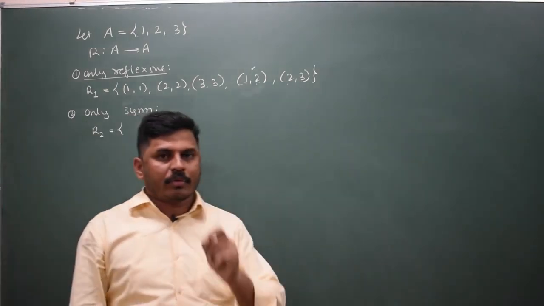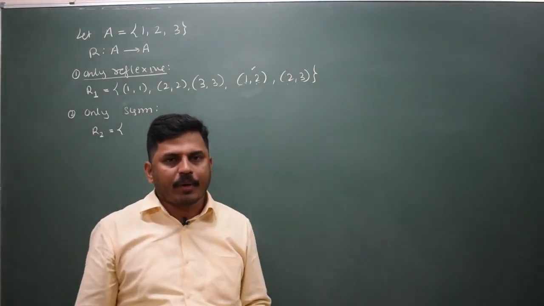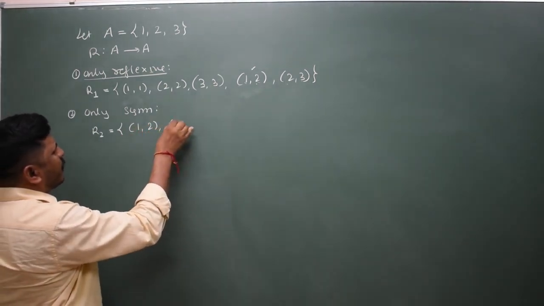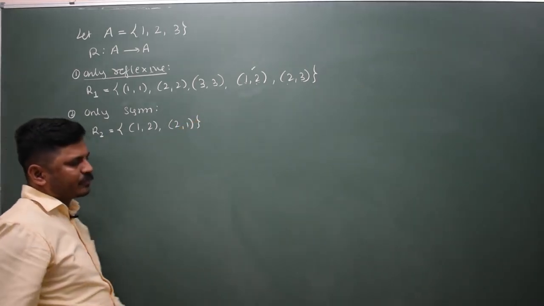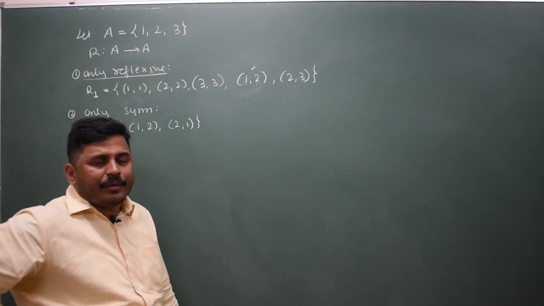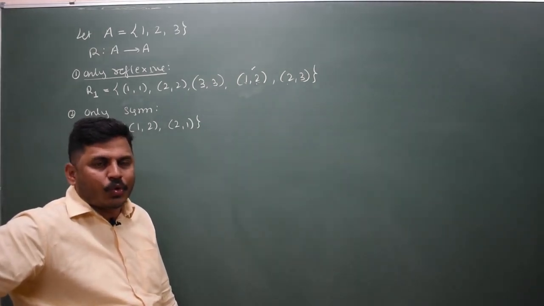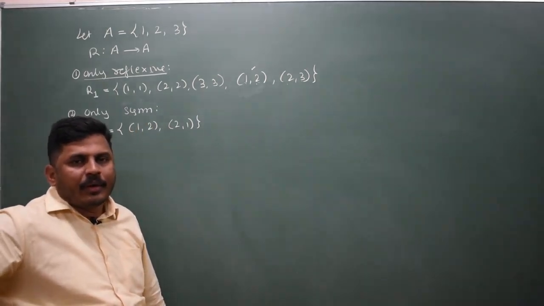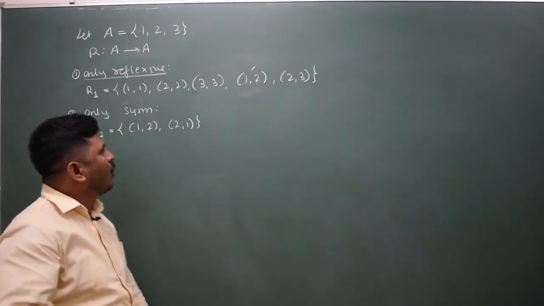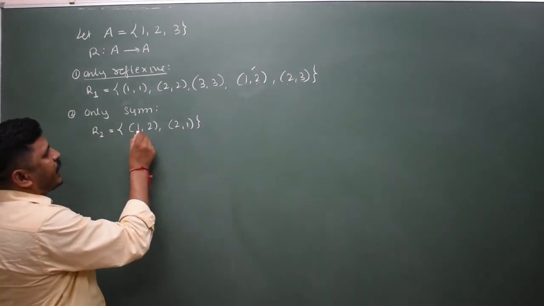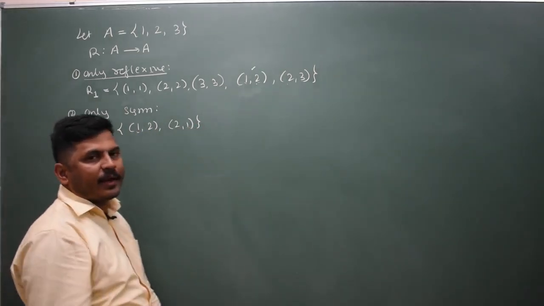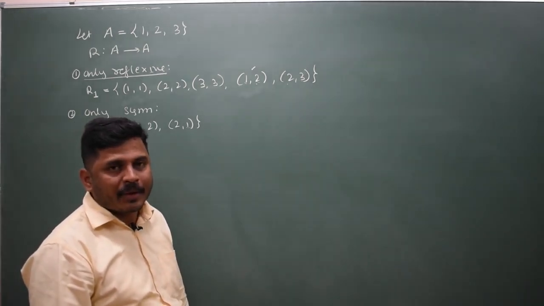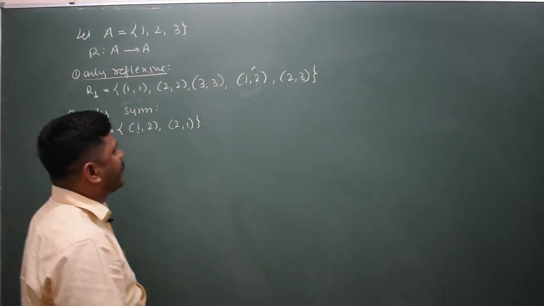Next, only symmetric. It should be only symmetric, not reflexive, not transitive. So only symmetric. Can I write the simple thing, 1, 2 and 2, 1? Is it reflexive? No, because 1, 1, 2, 2, 3, 3 is not there. Is it transitive? No. A related to B, B related to C, A related to C, 1, 1 should have been there, but it is not there. So it is not transitive. It is only symmetric.